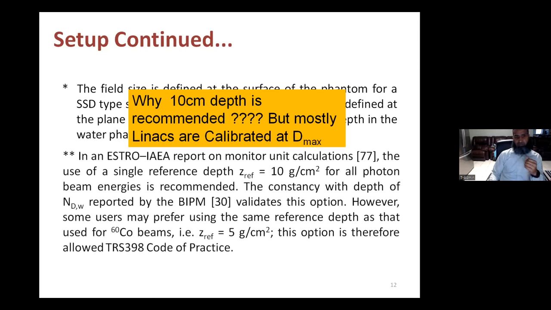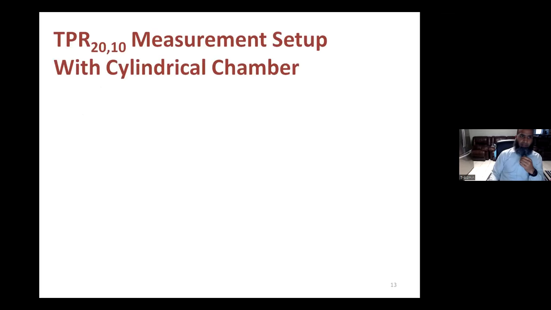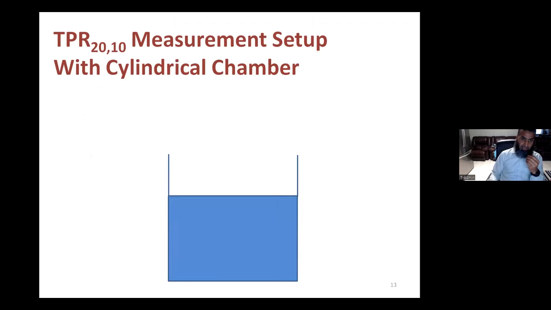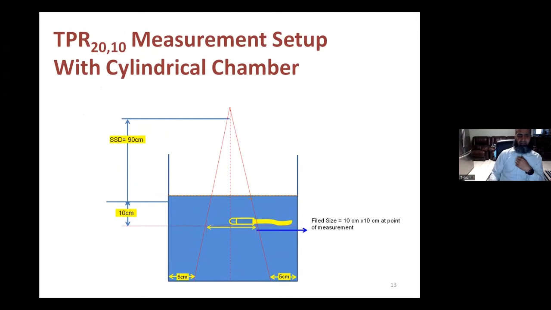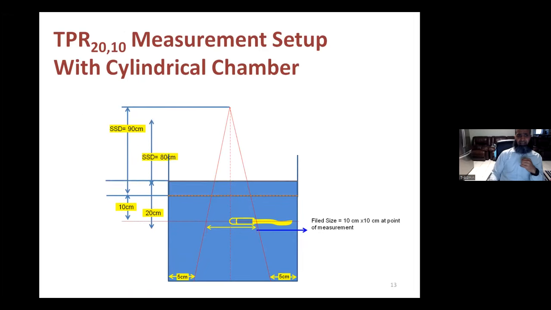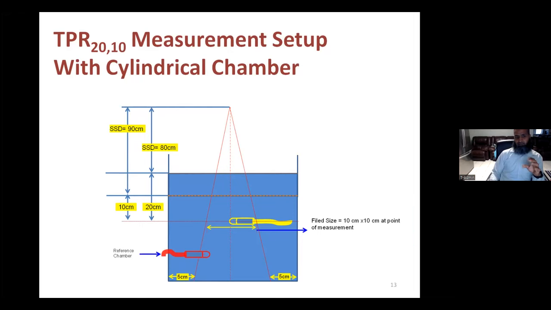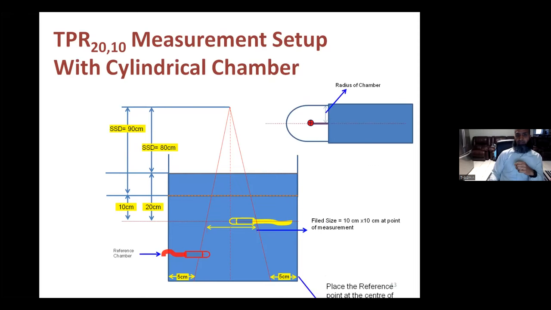This is basically the details of why we use the 10 centimeter depth. So the TPR 20/10 measurement is actually what we do. We put the chamber at 10 centimeter depth, with a field size of 10 by 10, SSD 90 and depth 10. Then you don't move your chamber. The chamber will remain the same there, and you just increase the depth of the water. Then you change the SSD to 80, and the depth of the chamber is 20. So the ratio of these two gives you the answer for your TPR 20/10, the beam quality. So this is what we do actually.